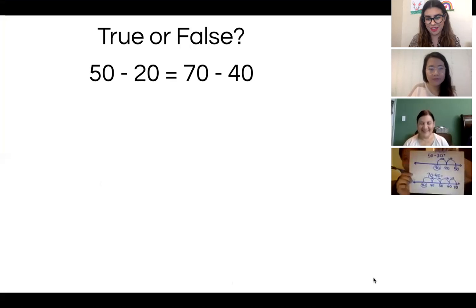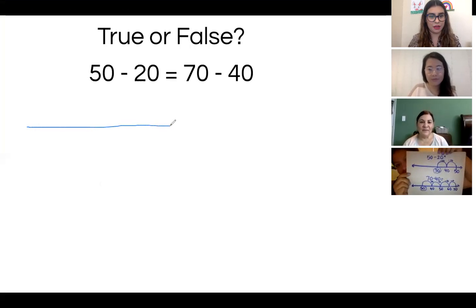Number line. We love the number line. Let me use a nice color for you. What color would you like? I'm a blue fan. Blue. All right. Blue, here we go. Ms. Rosales' strategy. So she did the number line. Go ahead and tell us about your strategy, Ms. Rosales.